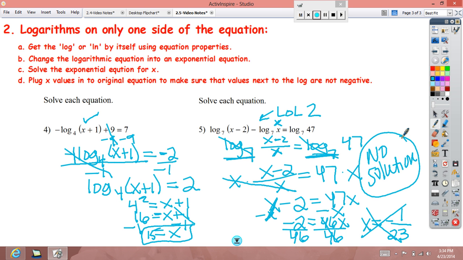Okay, and again, I didn't get to any of these with an ln natural log, but those would also work here as well.